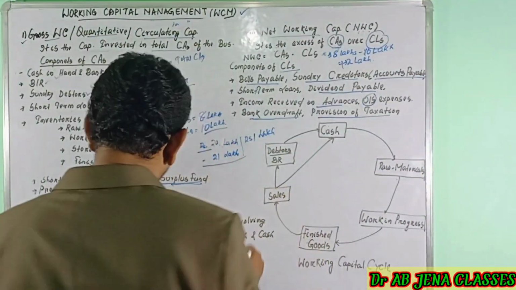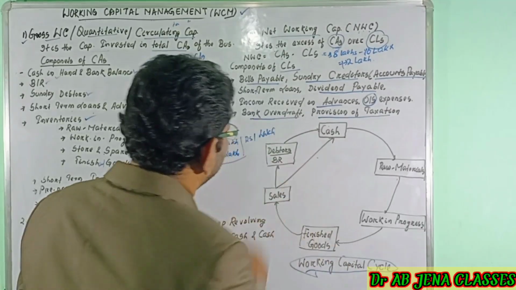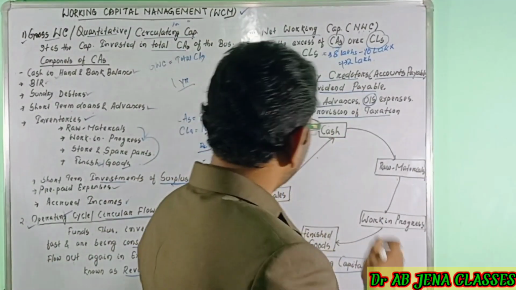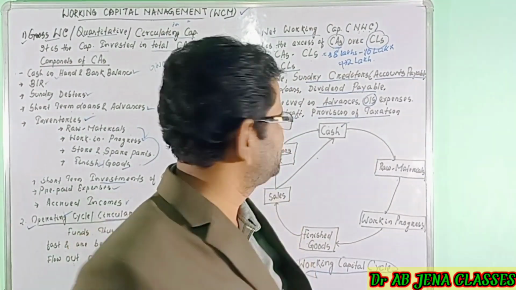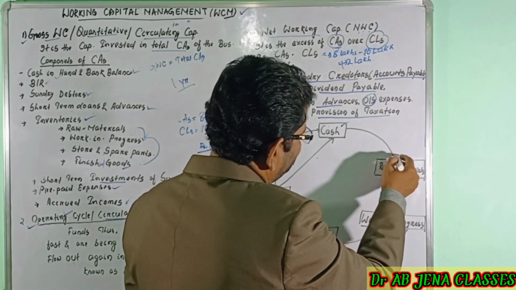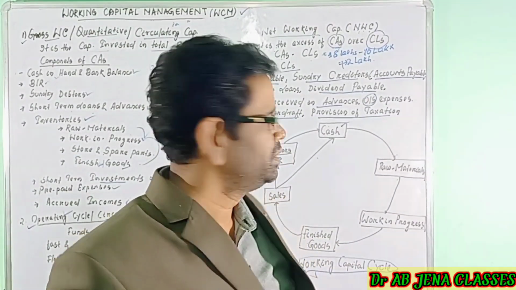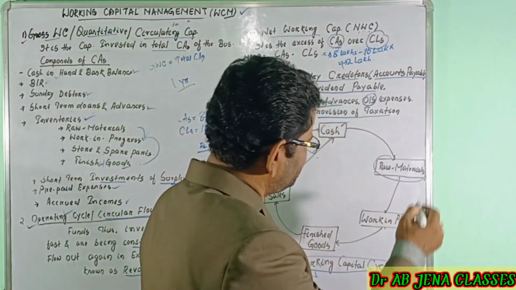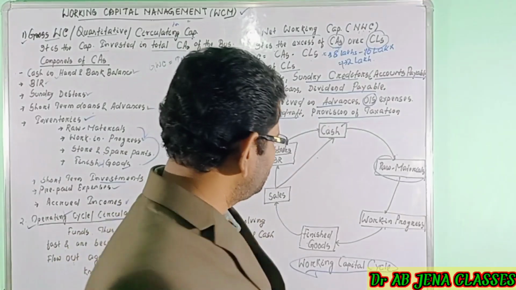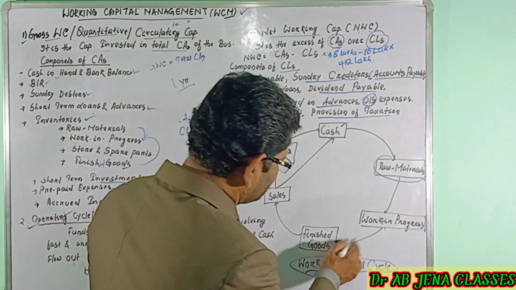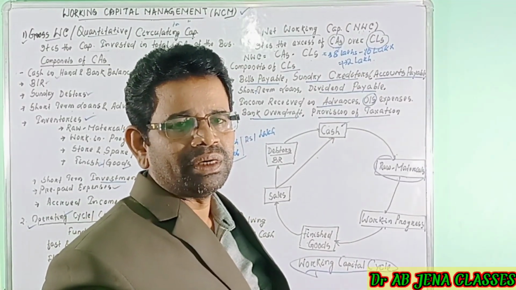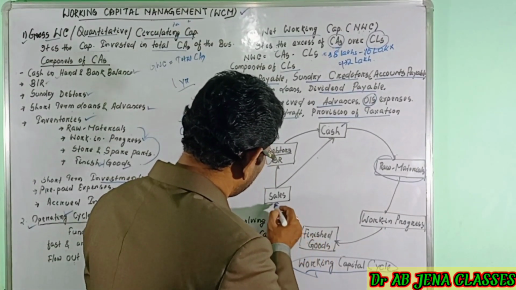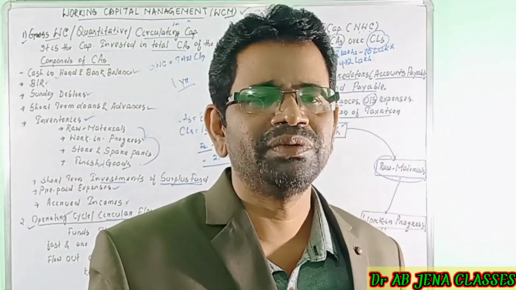Okay, so this is the working capital cycle. The first one is the revolving process, again and again. First is the cash. After getting the cash, what would be done? Then you will purchase the raw materials for production. After getting the raw materials, the next work of the business is that the raw materials will be converted into work in progress. Then the work in progress will be converted into finished goods. Now the finished goods are ready, and your business will sell them to the consumer or the customer. After selling, you will get the revenue.